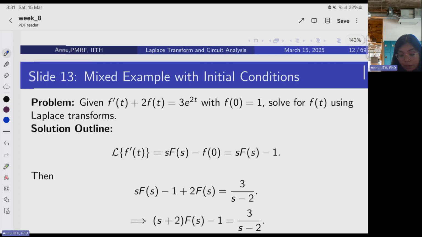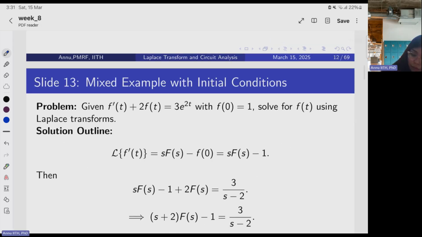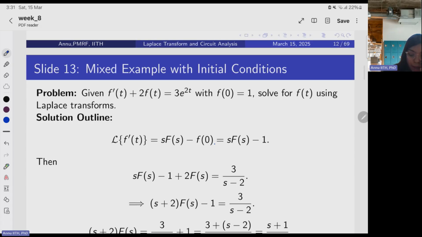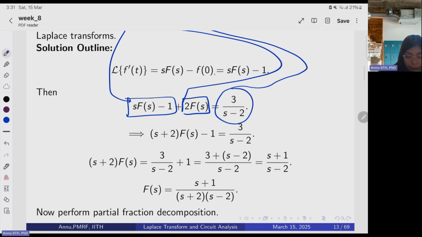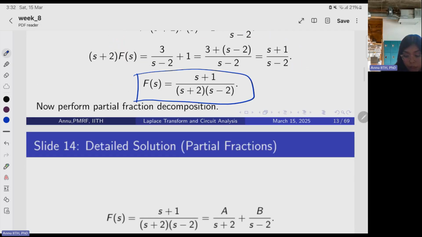So the Laplace transform of f dash of t, as we know, is sF(s) minus f(0), which equals sF(s) minus 1. So sF(s) minus 1 corresponds to this particular part. Whereas 2F(s) is nothing but this part, and 3 to the power 2t is nothing but this part. By solving all those things, you'll get F(s) equals (s plus 1) divided by (s plus 2) into (s minus 2).